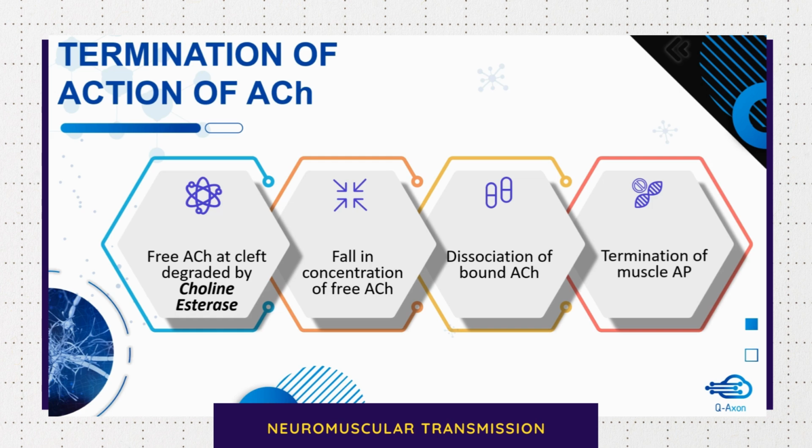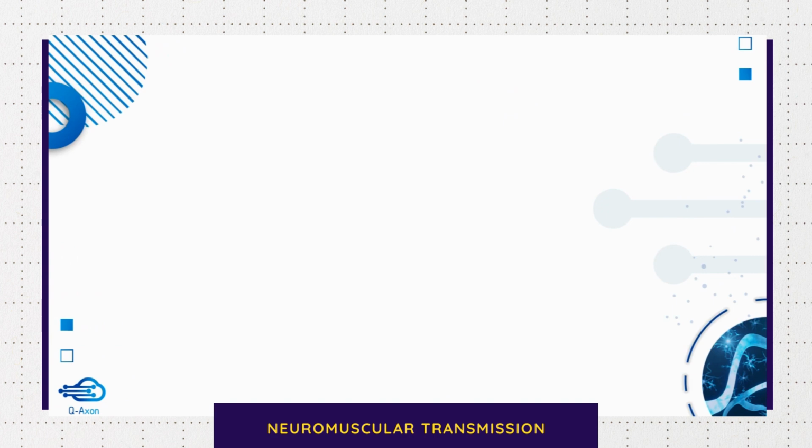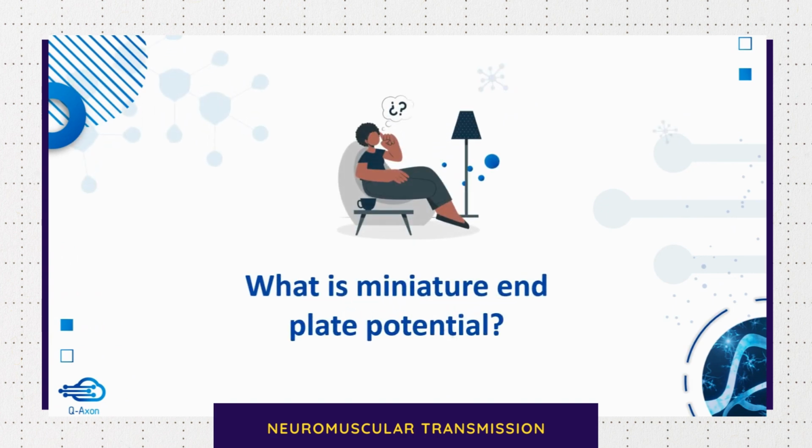So this means that the enzyme cholinesterase plays a very important role in the termination of the muscle action potential. Now, I will conclude this session with a small question for you to explore. And the question is, what is miniature end plate potential and why is it significant?